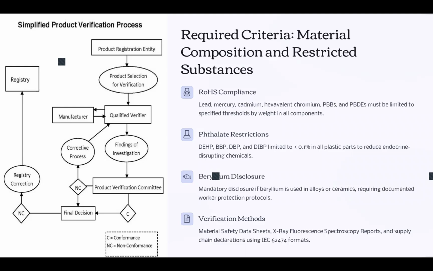To prove compliance, manufacturers submit material safety data sheets, X-ray fluorescence reports, and supply chain declarations using formats like IEC 62474. These restrictions are mandatory. They are not optional. So you can't even get bronze certification without checking these boxes. Controlling hazardous substances protects workers, users, recyclers, and the environment. It's a win across the board.